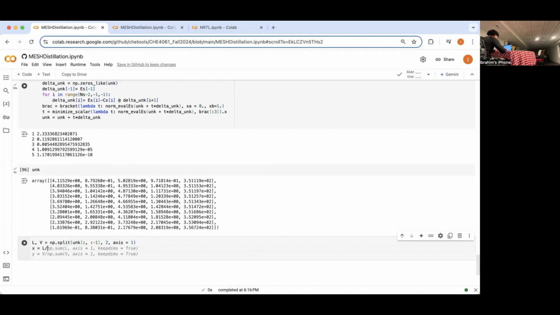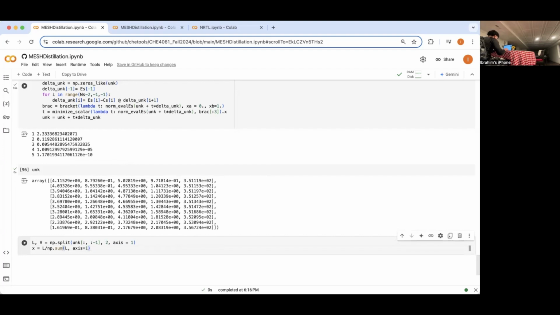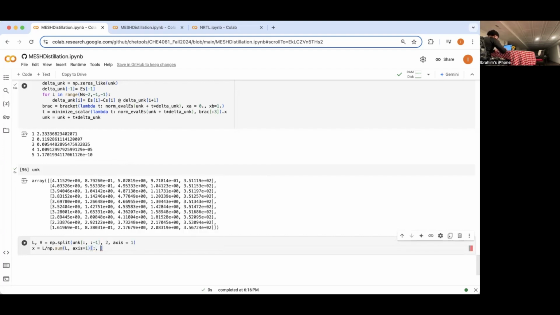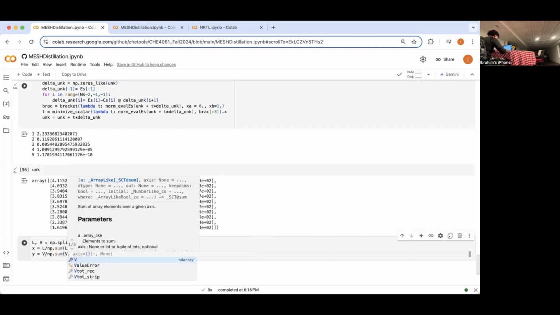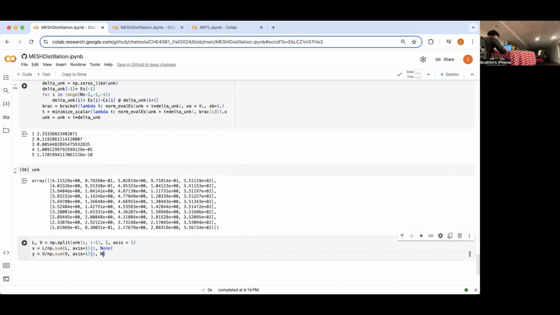So our x is going to be equal to L divided by np dot sum for L, and axis is also going to be equal to 1 here. Yep, our axis is going to be equal to 1, and we can set up another bracket here, and then our second one is just going to be none. For our y, it's going to be equal to our vapor divided by np dot sum for our vapor again here, and our axis is going to be equal to 1. And then again, it's going to be set at none.